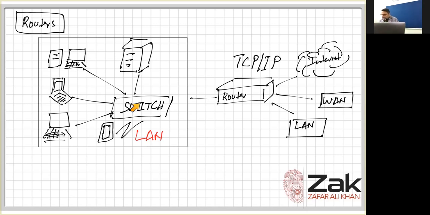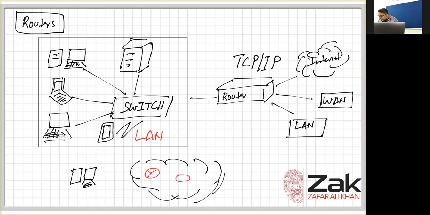A router can move data between networks and can calculate the best route. So sometimes it happens that two networks are very far, so there are so many routers. Let's say this is one of the computers which is connected to the internet, and over the internet there are so many ISPs. So let's say this is a router, this is another router, this is another router, this is another router, and this is the final router. And the next computer is on the other side of the internet. So this is the internet.